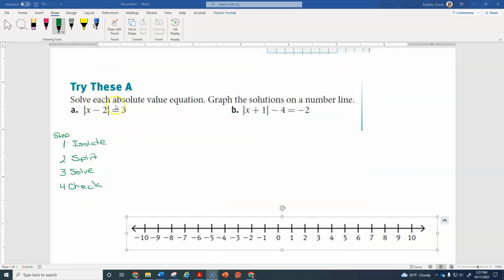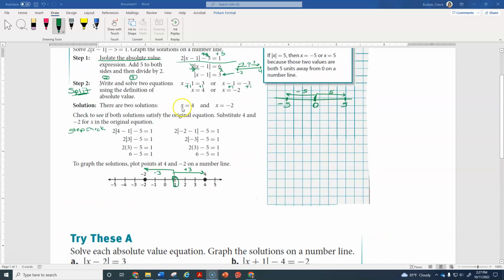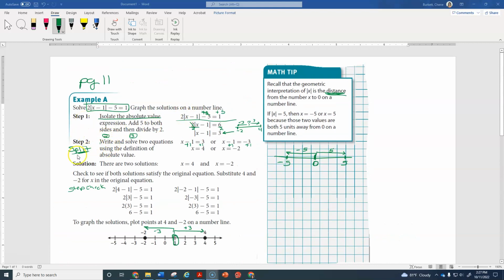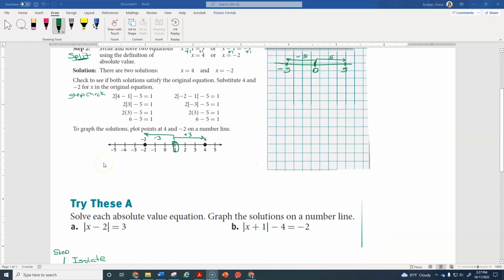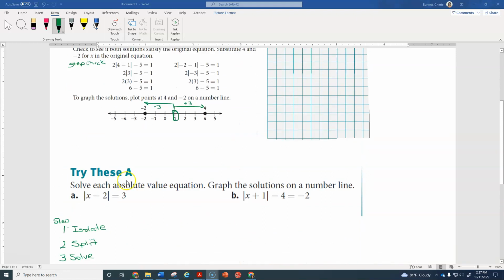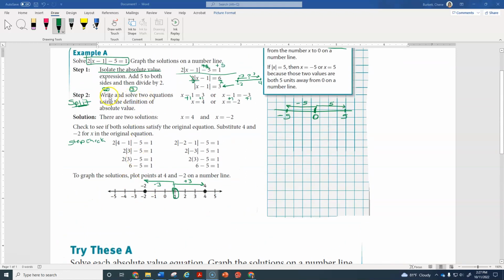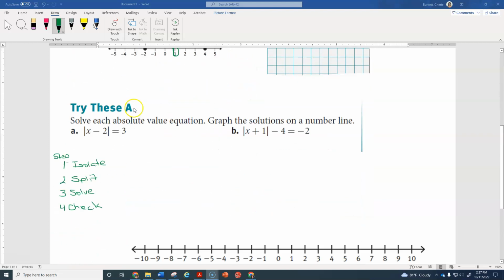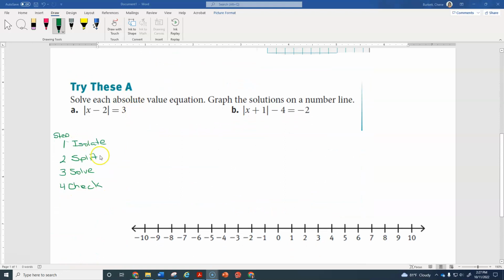So I'm still on page 11. I'm going to do the try these part A down here. I wrote the steps down a little bit differently than what they had them written down up here. They had just 2 steps. I have 4 steps: isolate, split, solve, and check. They had the same thing. They just had split and solve in 1 step. So I just separated it into 2.